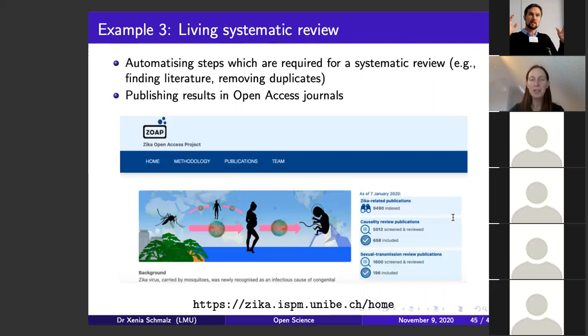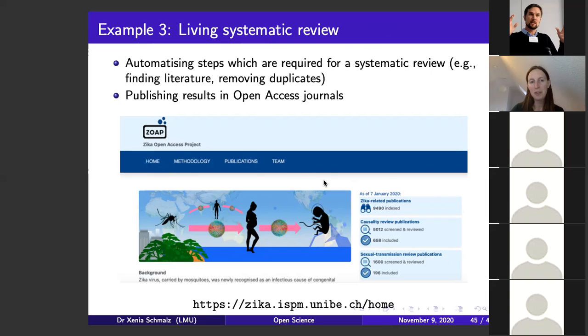So the third example is a living systematic review. You can find it on this webpage, University BE, I think that's Bern. And the idea is that you do a systematic review, so on this very important topic, the Zika virus, and you automatize the process of the systematic review. So you write a script that automatically finds papers, so that continuously scans the databases which have the papers that have preprints, automatically removes duplicates, I think also extracts some statistics that are relevant. And that way you can really continuously update the information.